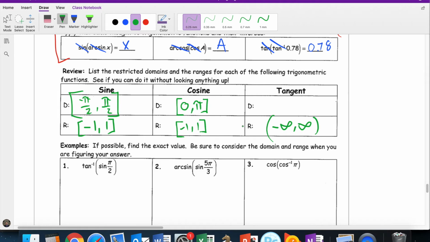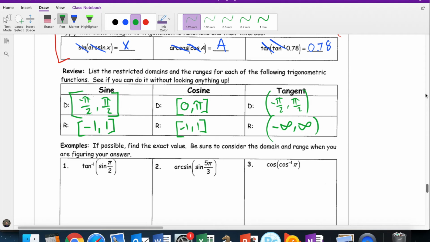Now finally, tangent. What is the domain of tangent? We already have its range, but what is its domain? It's not the same as the range. Nathan, what did you say it was? Negative pi over 2, comma pi over 2. So the exact same thing as sine? Yes or no? No, because this one has parentheses.